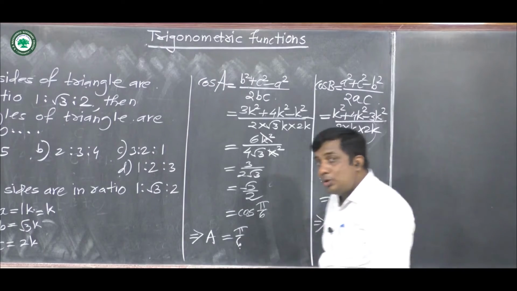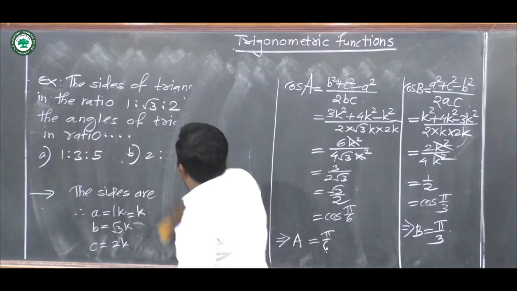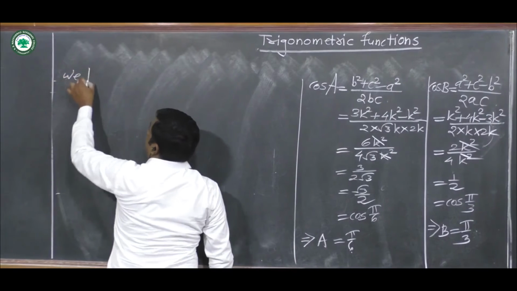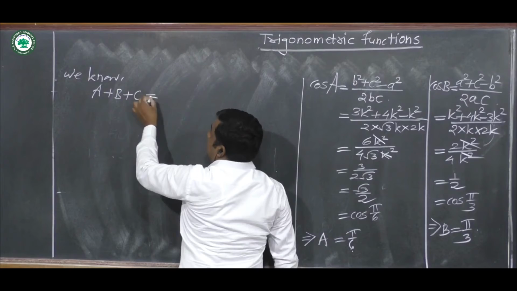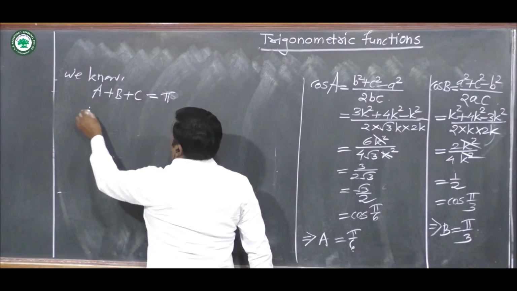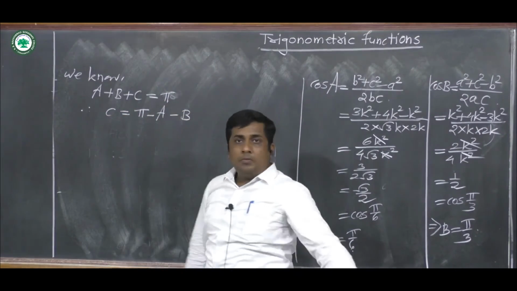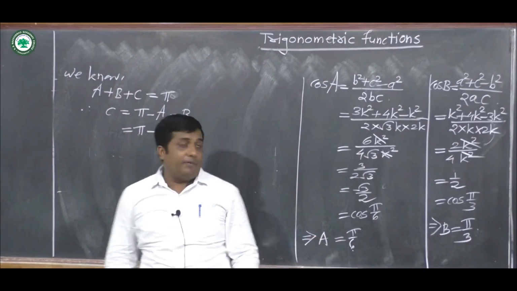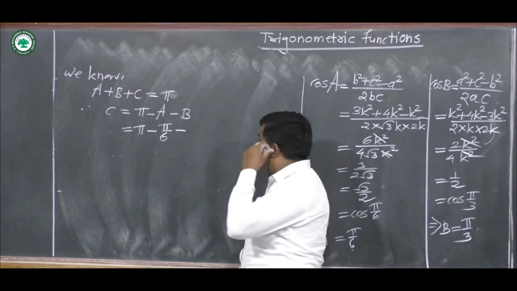Now by using these two, we find angle C. In the next step, we know the sum of the three angles, that is A plus B plus C, is equal to 180 degrees, meaning pi. We have to find angle C, so C equals pi minus A minus B. Here, angle A is pi by 6, then for B we consider pi by 3.